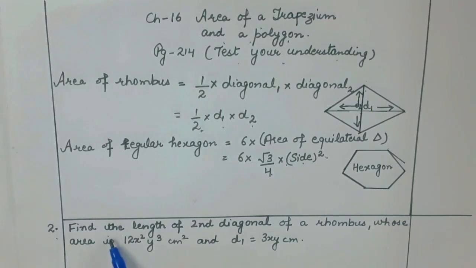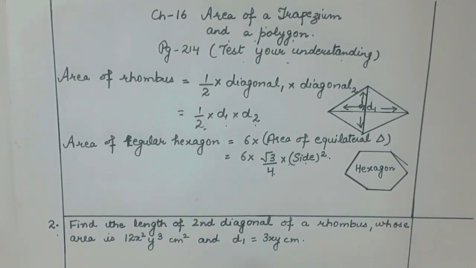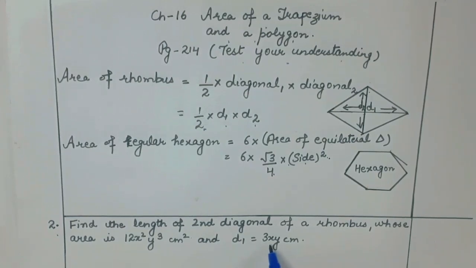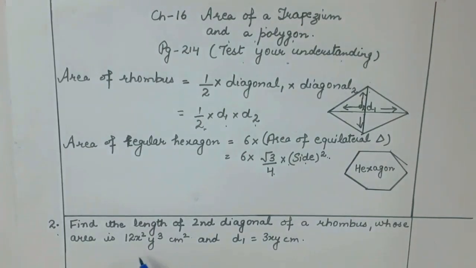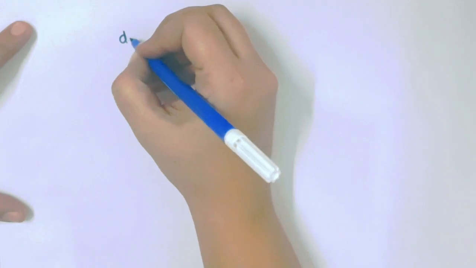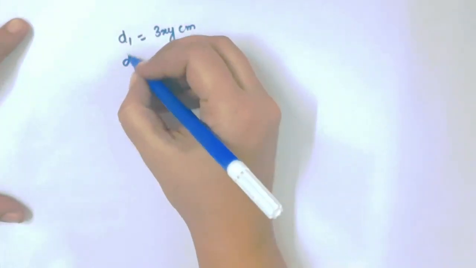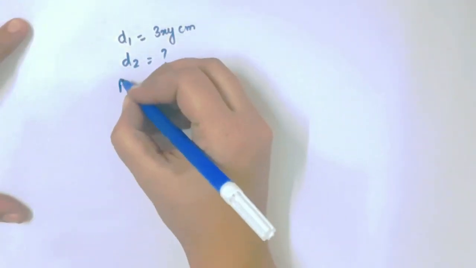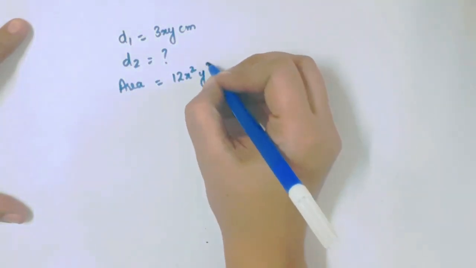Now second question: find the length of the second diagonal of a rhombus whose area is 12x square y cube centimeter square and diagonal 1 is equal to 3xy centimeter. Diagonal 1 and area are given, we have to find the second diagonal. Diagonal 1 is 3xy centimeter, and area is equal to 12x square y cube.